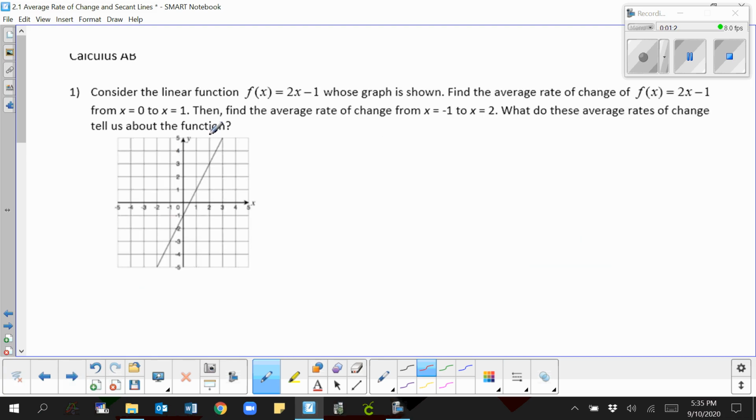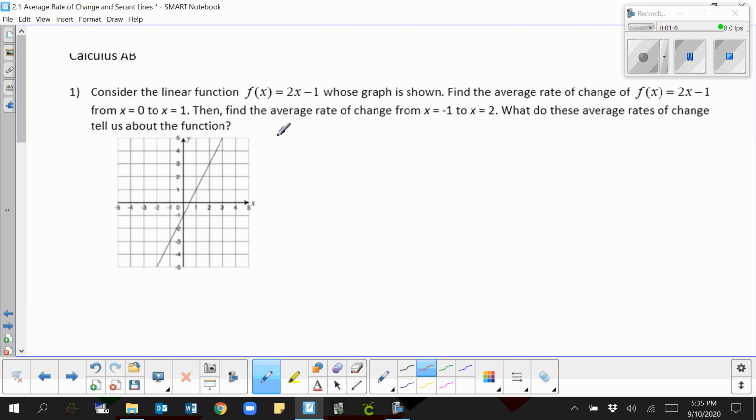So consider the linear function f of x is equal to 2x minus 1, whose graph is shown right here. Find the average rate of change of f of x is equal to 2x minus 1 from 0 to 1. And then we're also going to find our average rate of change from -1 to 2. And what do these averages tell us about our function?